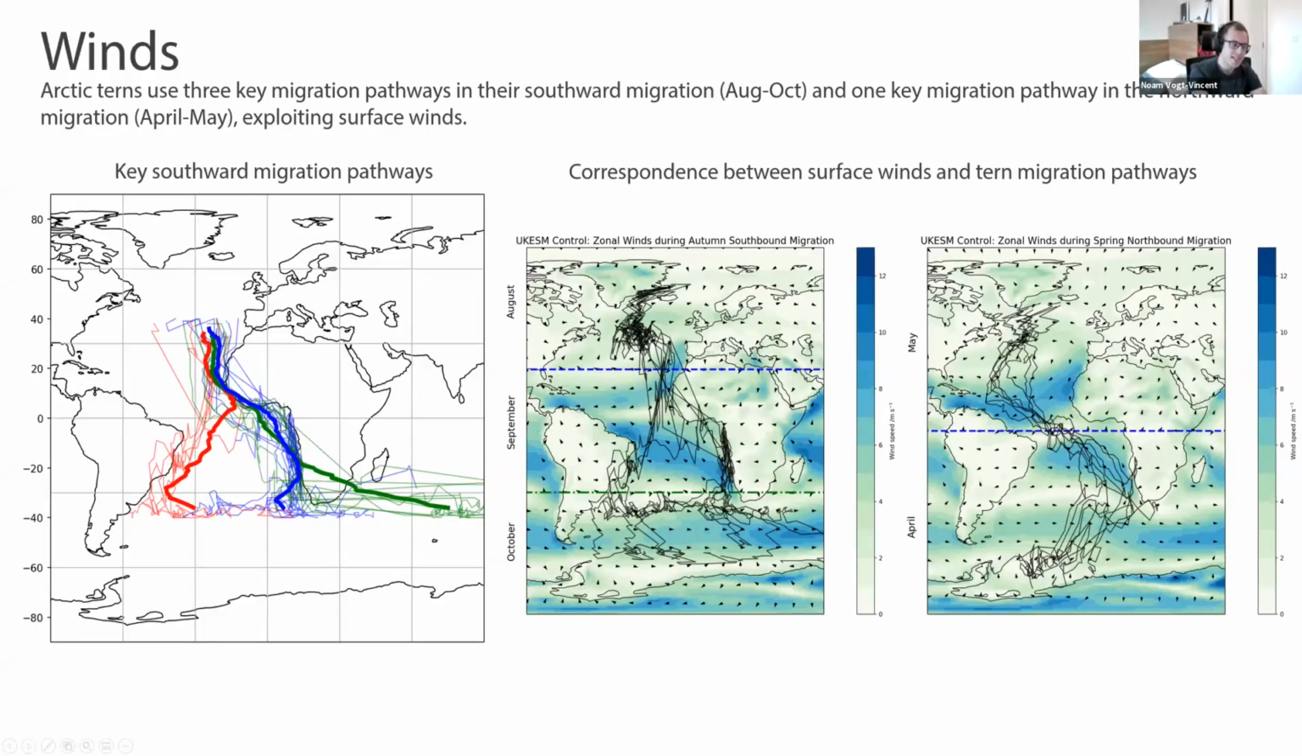So using geolocator and GPS data, we firstly identified these three main migration pathways that the Arctic terns use in their southward migration. And we then looked at the correspondence between their migration pathways and the winds they experience during that migration. And the terns definitely exploit the surface winds during the migration to facilitate their northward and southward migration.